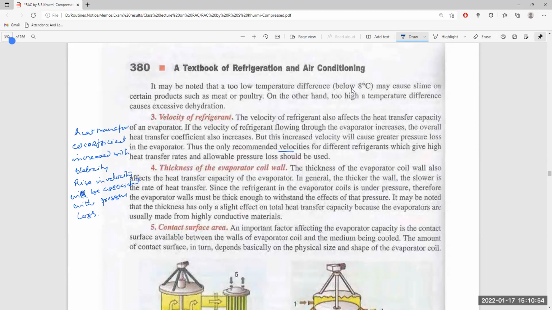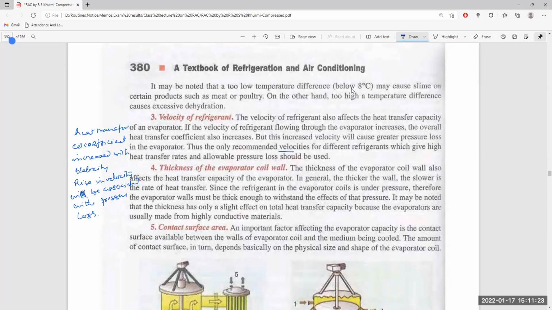Next is the thickness of the evaporator coil wall. The thickness of the evaporator coil wall will also affect the heat transfer capacity of the evaporator. The thicker the wall, the slower the rate of heat transfer. Since the evaporator coil is under pressure, the evaporator wall must be thick enough to withstand the effect of the pressure.